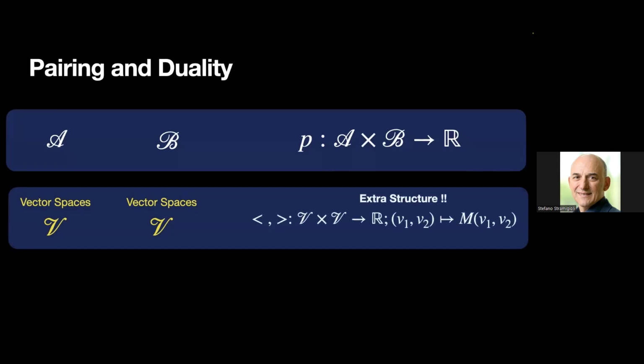But try to be abstract. I'm not using matrices now. We'll get to that later. An inner product is an extra structure. It's something you did not have before. There is no other way to go from two vectors to a real number without adding an extra structure. There is no way.